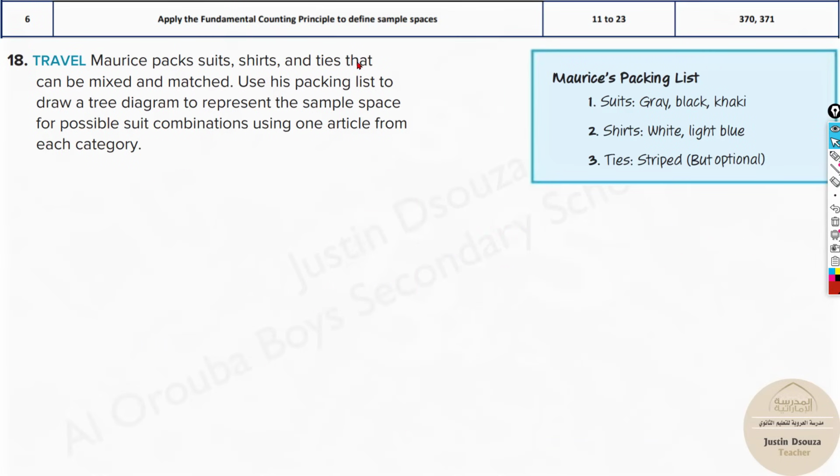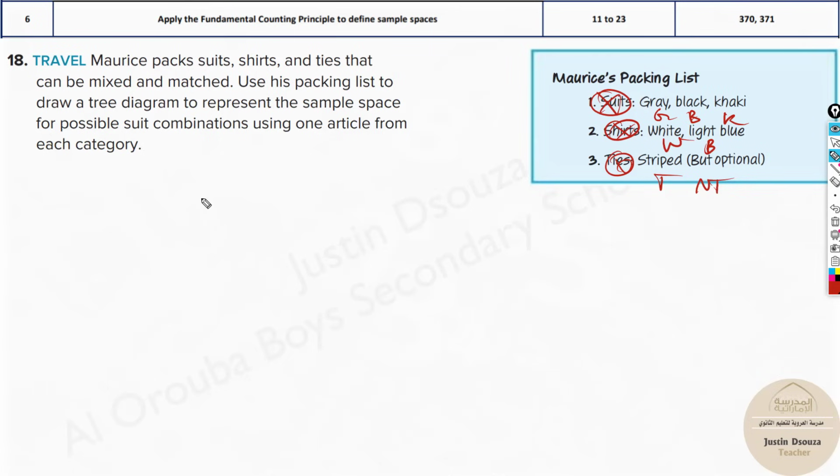Morris packs suits, shirts, and ties that can be mixed and matched. Use the packing lists to draw a tree diagram to represent the sample space for possible suit combinations using one article from each category. Now let's look at this. The suits, number of suits. Now this is not to be added. It's gray, black, and khaki. Here shirts, white and light blue. Ties, striped or optional. That means you can have a tie or no tie.